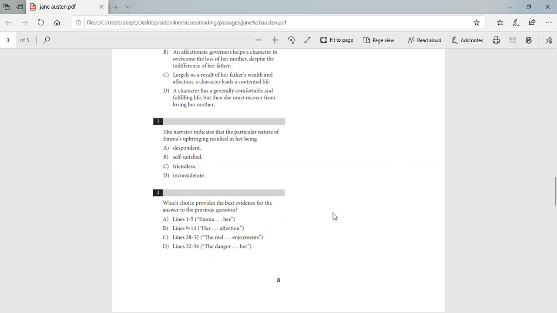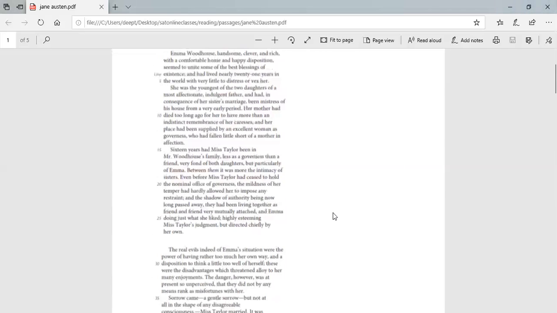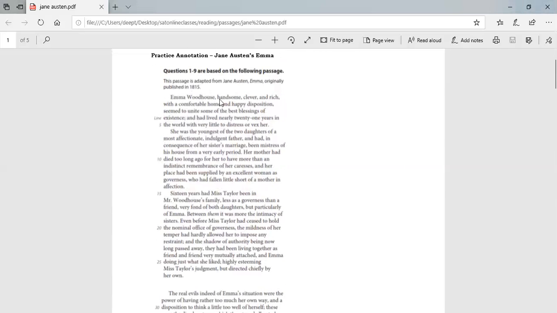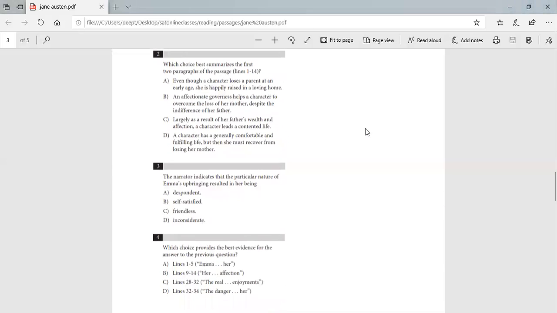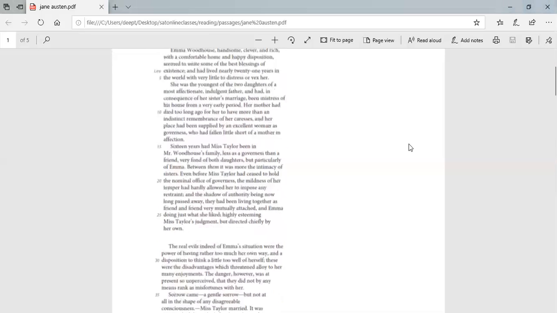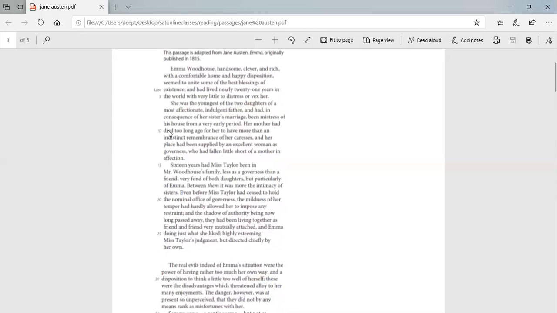Let's see if the upbringing is given in lines 1 to 5. So, Emma was all of these blessings nearly these many years. Anything about the upbringing given here? No, it's a very general description. So A goes out. Now 9 to 14. Let's see. What are we looking at? You always have to keep in mind: her upbringing resulted in her being what? What kind of nature does she have, okay, because of the upbringing? So let's go to 9 to 14.